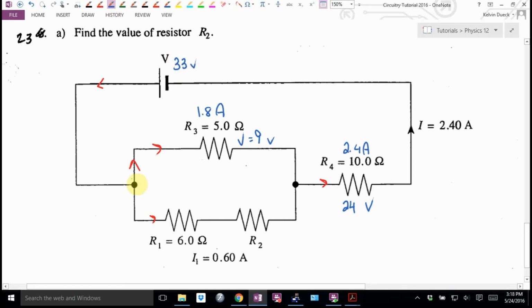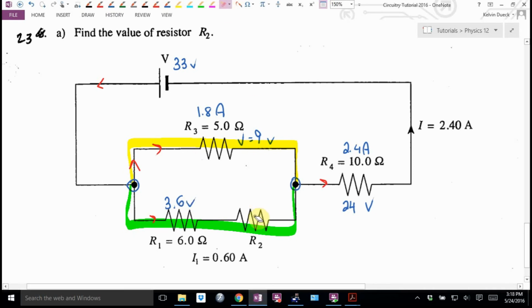Or you could realize right here we're splitting up. Here we're meeting up. How many volts must I lose going through the green path? 9. Has to be also 9 because we're splitting up and meeting up. How many volts do I lose in R1? Well, R1 is going to be 0.6 times 6. R1 is going to be 3.6 volts.